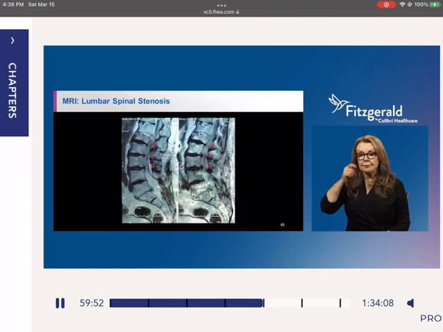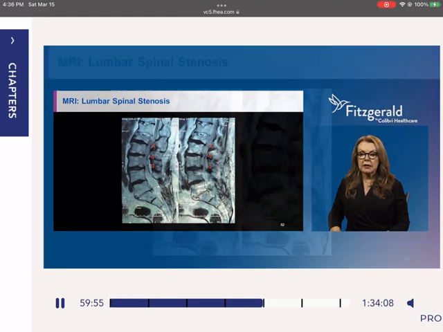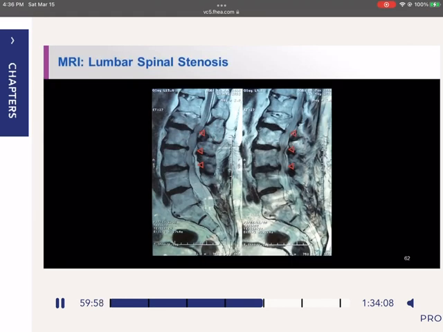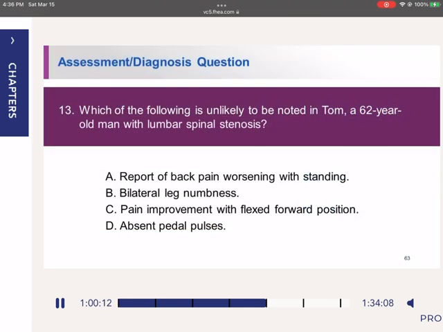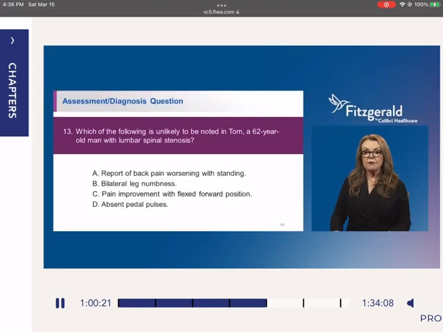This is what lumbar spinal stenosis can look like on CT. You can see where the arrows are, the compression on the spinal cord. No doubt that is why folks like this have those neurological changes. This is an assessment diagnosis question, question 13. Which of the following is unlikely to be noted in Tom, a 62-year-old man with lumbar spinal stenosis? Would it be A, a report of back pain worsening with standing, B, bilateral leg numbness, C, pain improvement with flexed forward position, D, absent pedal pulses?